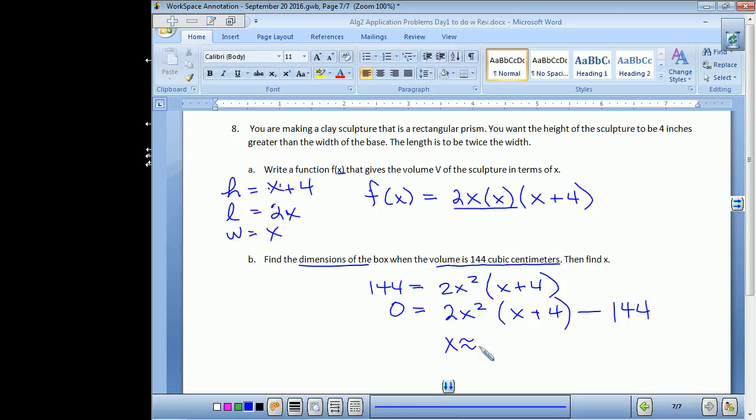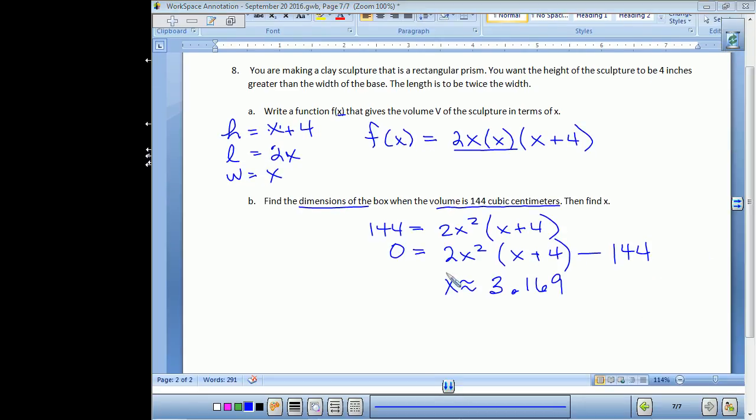This is right. Eli, what'd you get? She's giving me an error. That's right. Is that what you got? How many places do we go past the decimal? 3.17 is fine. Okay, so that's our width. Our length would be double that.